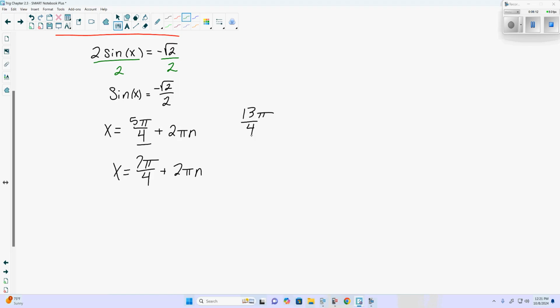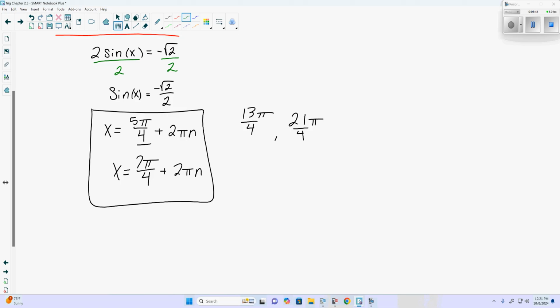If I take sine of 13 pi over 4, we get negative square root 2 over 2. It is a solution. If we add another 21 pi over 4, it's a solution. Because every coterminal angle is a solution, and we have to list all of them, our solutions are plus 2 pi n. We're saying that any coterminal angle for this here is a solution.